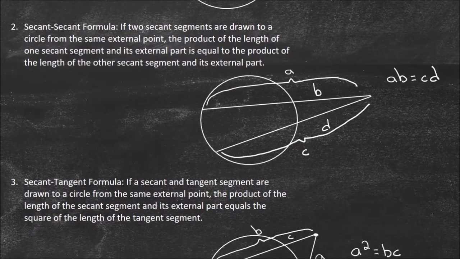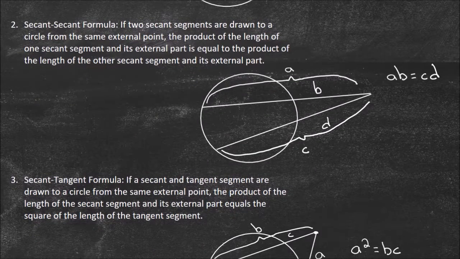Then we have the secant formula. Remember, a secant is a line that goes through the circle at 2 points. A chord ends at the edges of the circle, but a secant can keep going. If you have two secants joined by an external point, that point that they meet at, then you take the length of the entire secant and multiply it by its external part, and that will equal the same thing on the other secant.